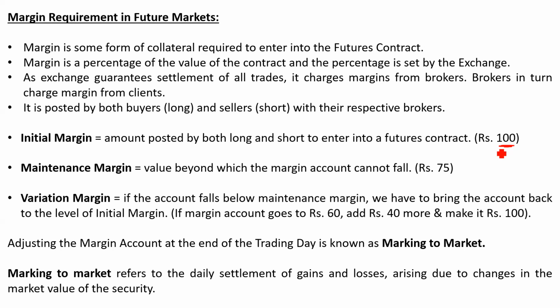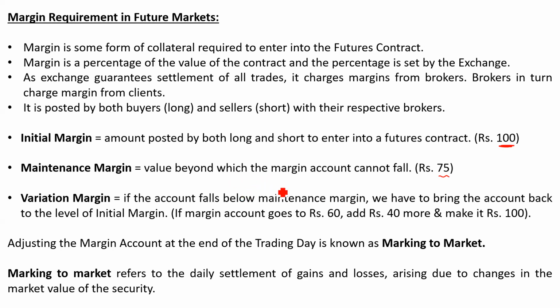The next is maintenance margin. If this 100 is going to fluctuate, it can go up and it can come down. If it comes down, it cannot go below 75 rupees. So 75 is the maintenance margin. It is a threshold. If it falls below 75, then you have to post in more money and bring it back to 100. That is known as variation margin.